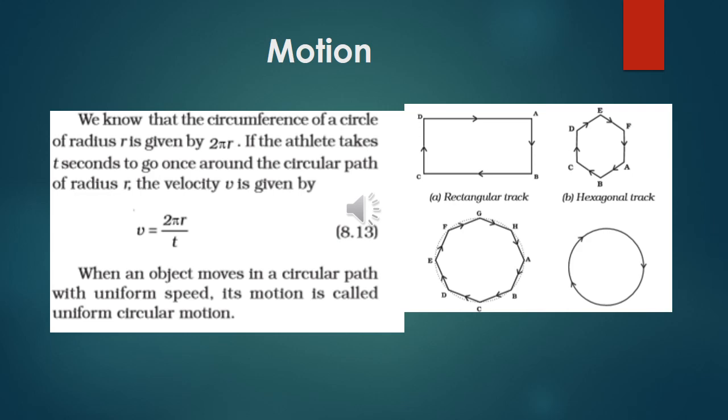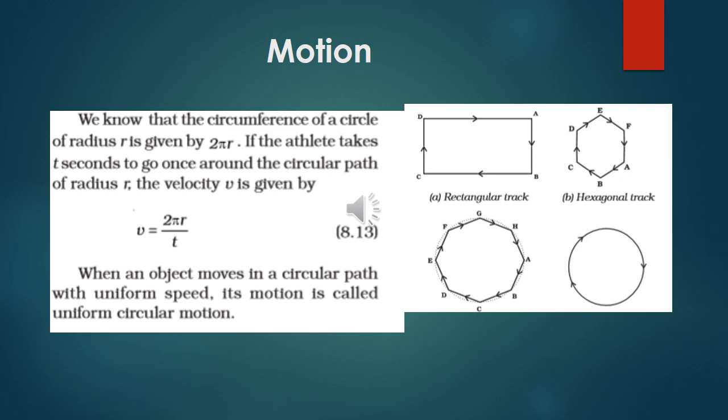So the distance covered by the athlete in the circular track will be 2 pi r, because here the circumference is the one round, and the radius of the circle is, suppose, r, and the velocity with which the athlete is moving is v. We know that velocity means distance by time. Here in a circular track the athlete has to cover the circumference, meaning 2 pi r distance, and the time taken is t. So what is the velocity in a uniform circular motion? 2 pi r by t.